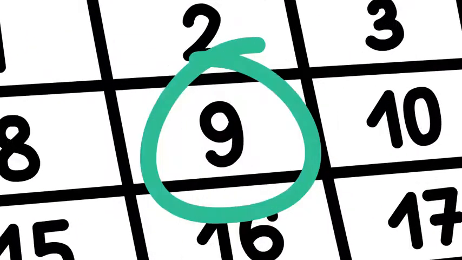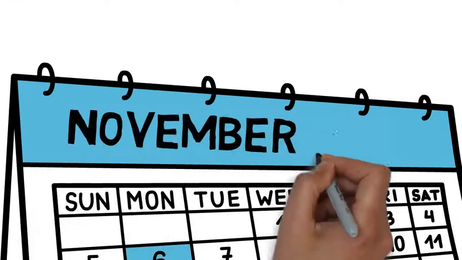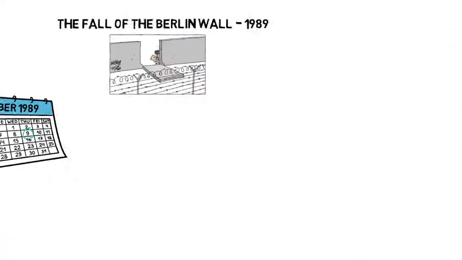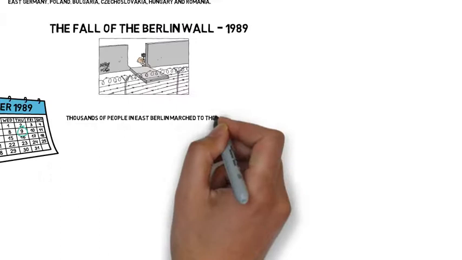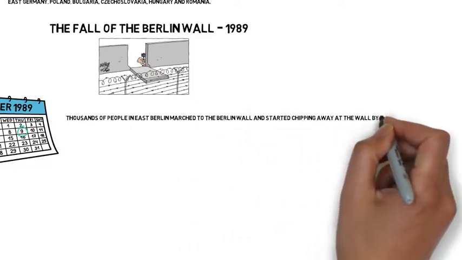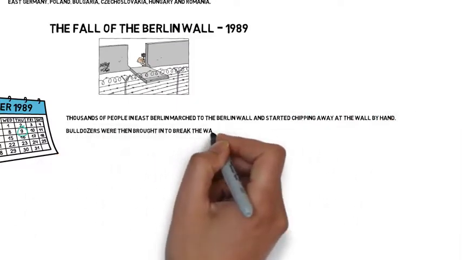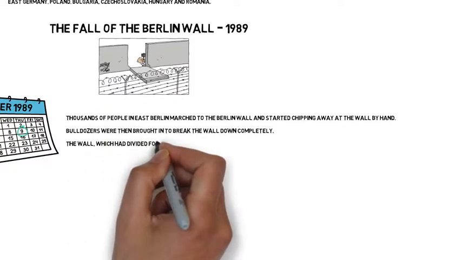On the 9th of November 1989, thousands of people in East Berlin marched to the Berlin Wall and started chopping away at the wall by hand. Bulldozers were then brought in to break down the wall completely. The wall, which had divided for 28 years, no longer existed.